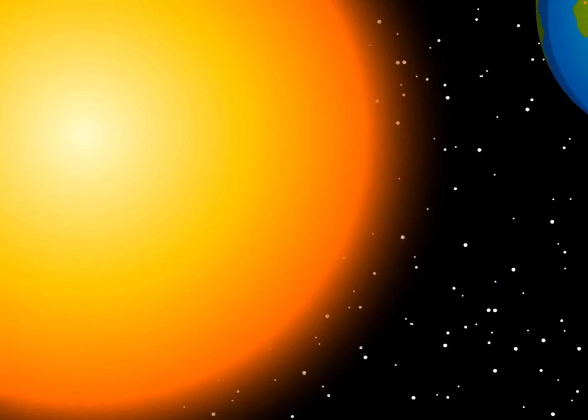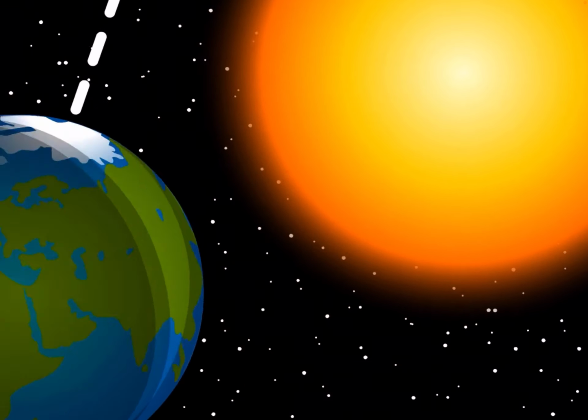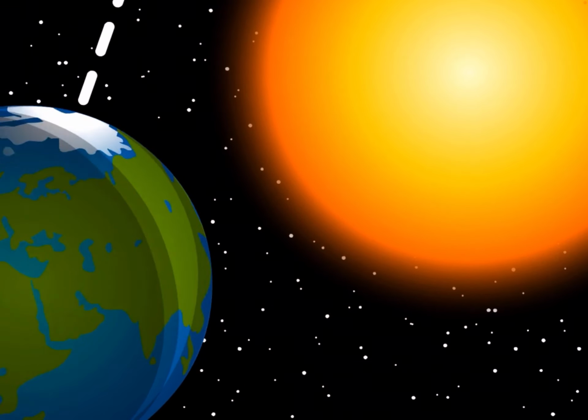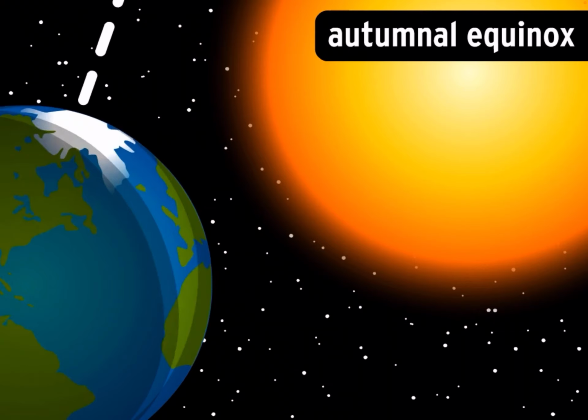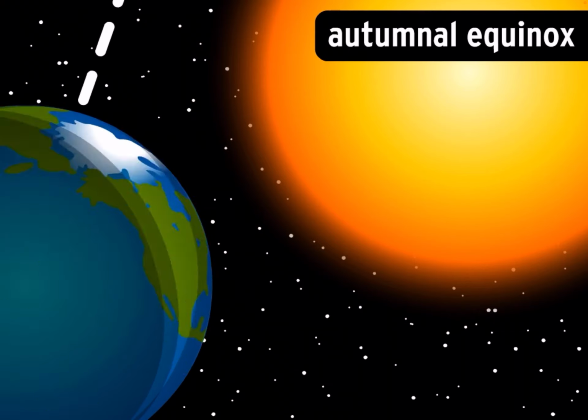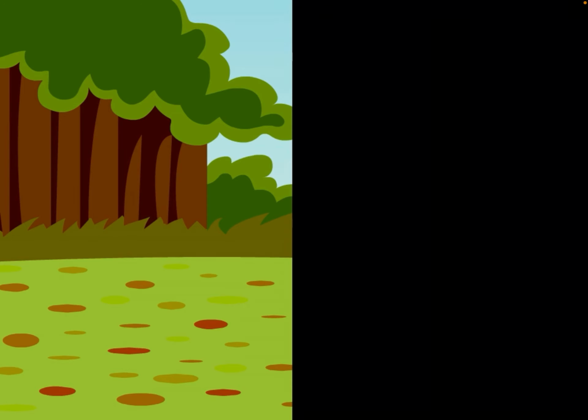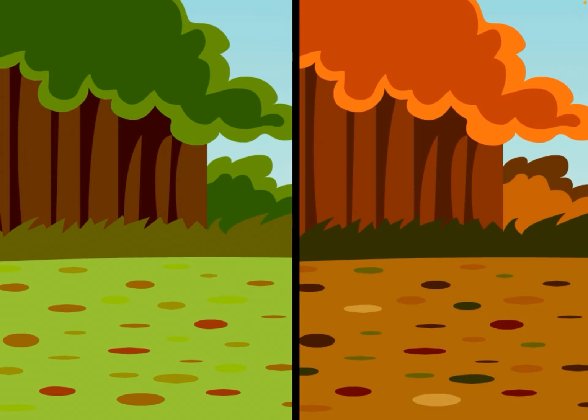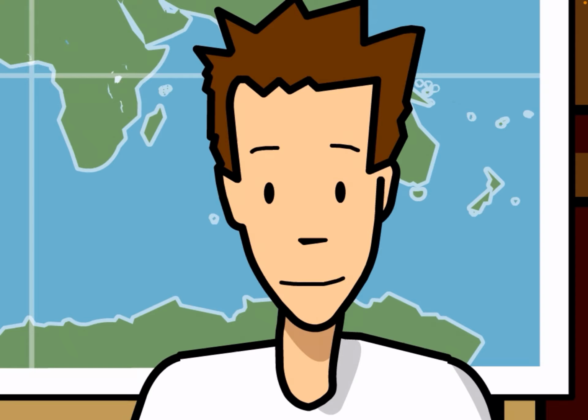This will happen again in 6 months, around September 22nd or 23rd, at the northern hemisphere's autumnal equinox, the first day of fall. Good point, Moby. When it's the vernal equinox in the northern hemisphere, it's the autumnal equinox in the southern hemisphere, and vice versa. In other words, the seasons are opposite in the northern and southern hemispheres.